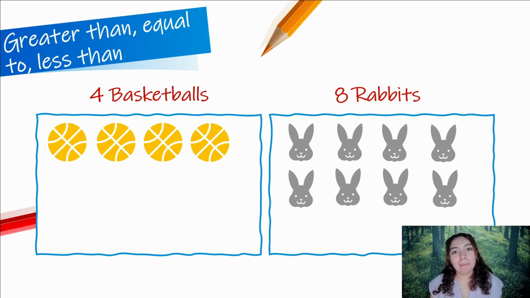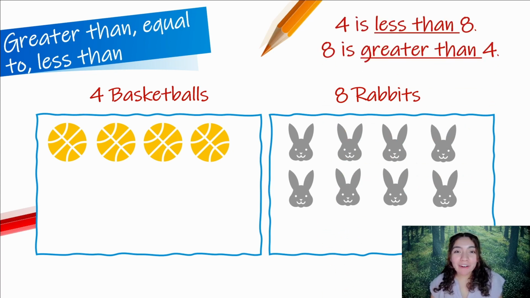Are these groups equal to each other? Do they have the same amount of things? No, these groups are not equal to each other. Which group is less than the other group? The group of basketballs is less than the group of rabbits because there are fewer basketballs than rabbits. So this means that 4 is less than 8 and 8 is greater than 4. All right, let's try one more together and then you can practice some on your own.